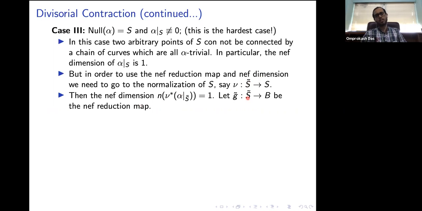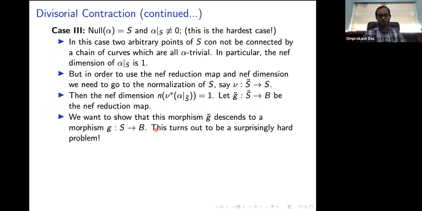So when the nef dimension is 1, then the nef reduction map is actually a morphism. That's a very nice thing here. Then the whole thing is that we want to show that this G tilde descends to a morphism from S to B. That is the difficult part here. This turns out to be a surprisingly hard problem.